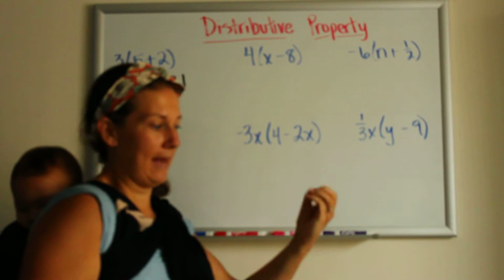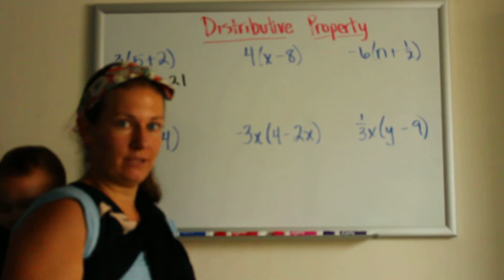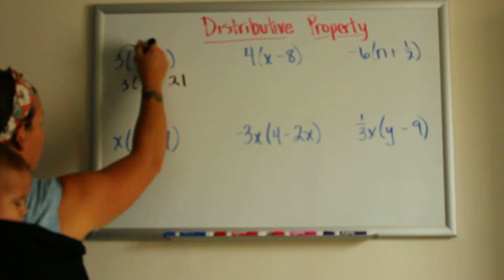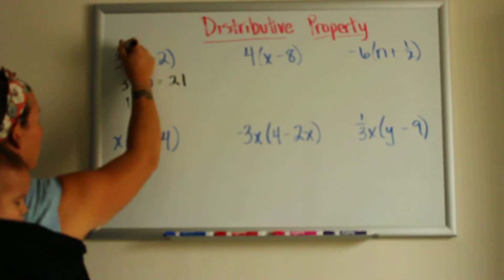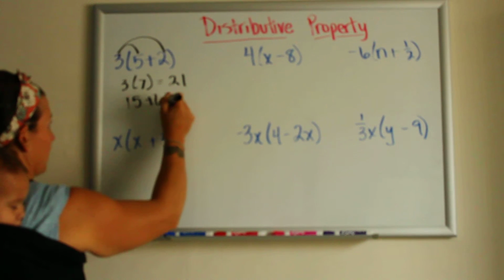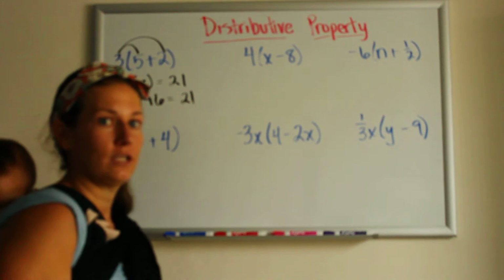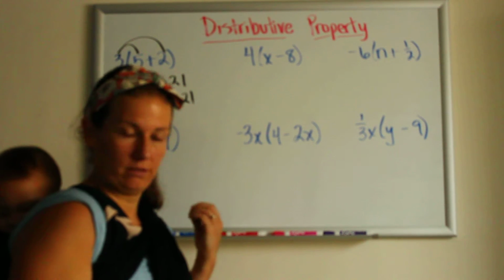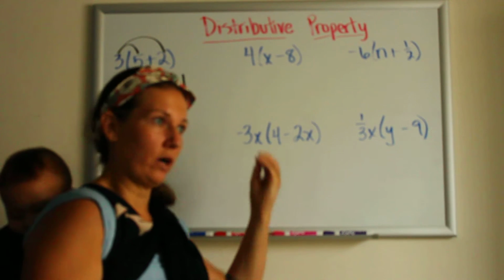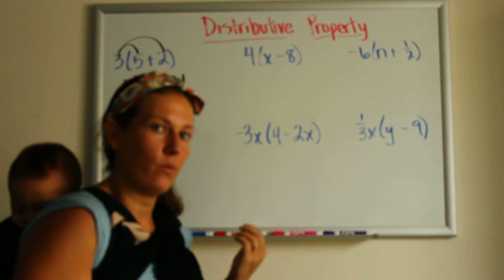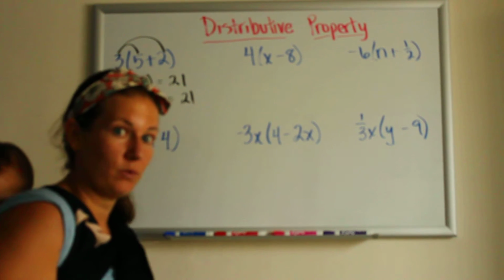What the distributive property says is that if I multiply 3 by 5 and 3 times 2 and add those products together, I'll still get 21. So 3 times 5 is 15 and 3 times 2 is 6. And 15 plus 6 is 21. So the distributive property works always, but we're primarily going to be using it when we have a variable. That's when it's the most useful.